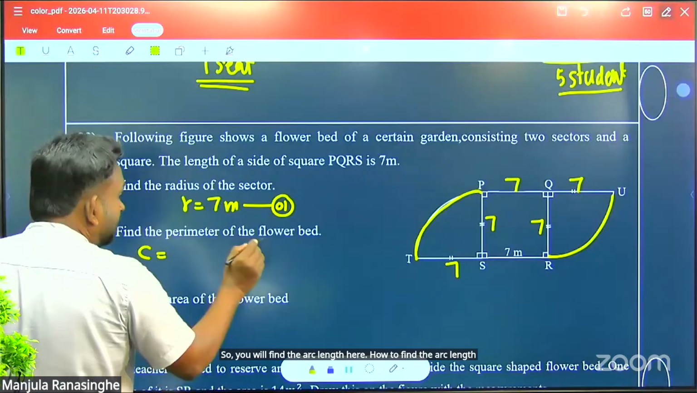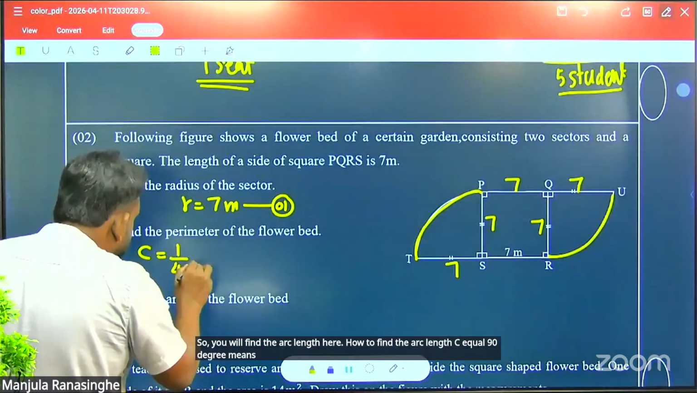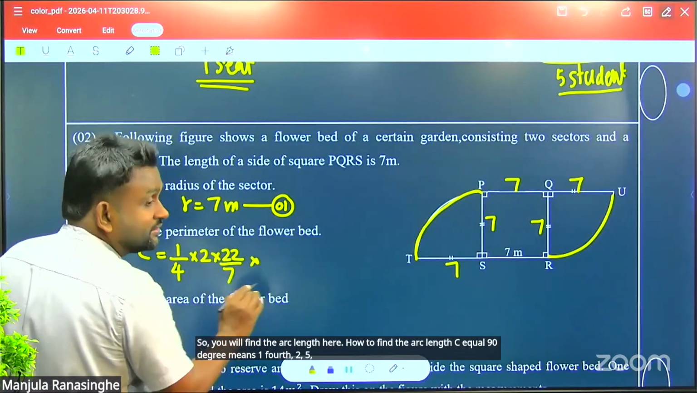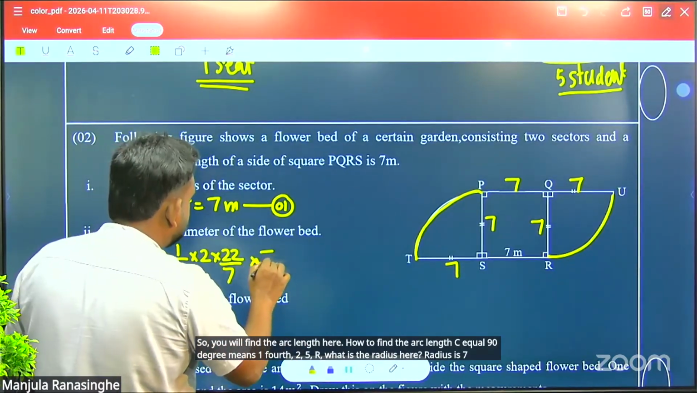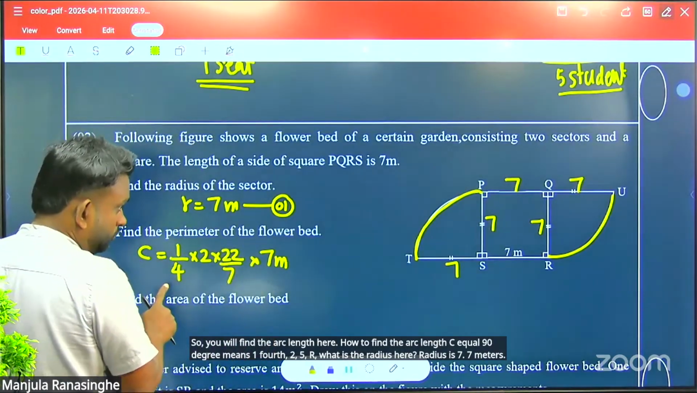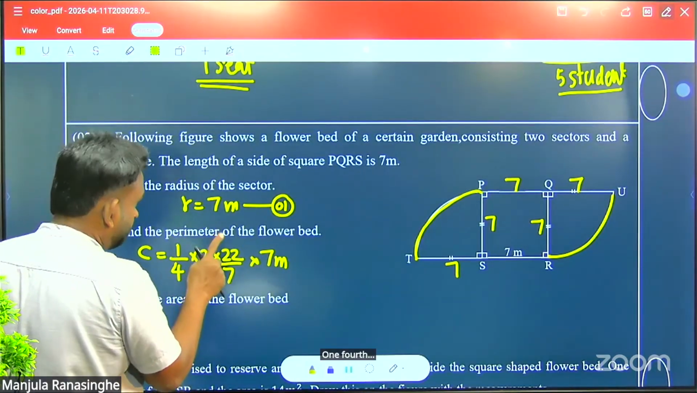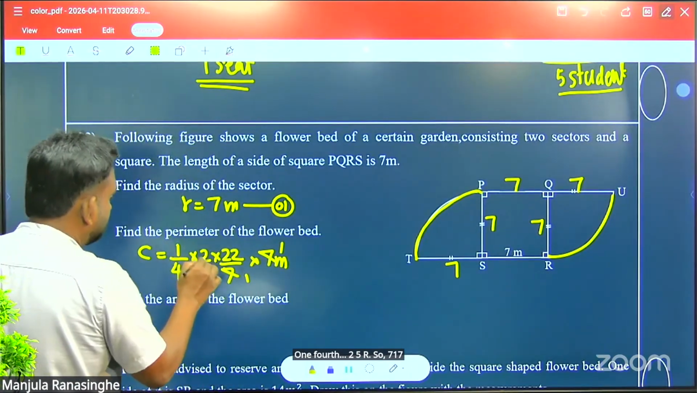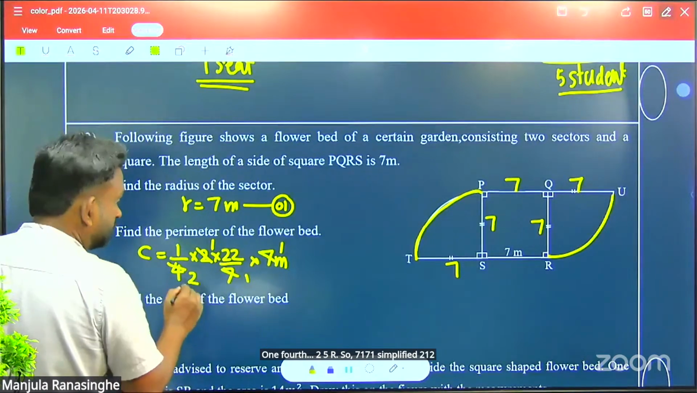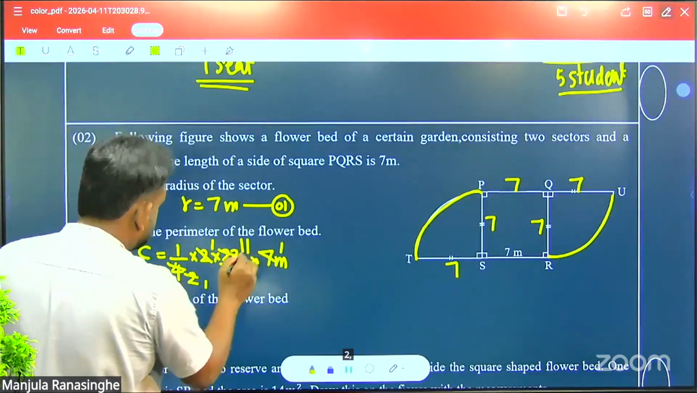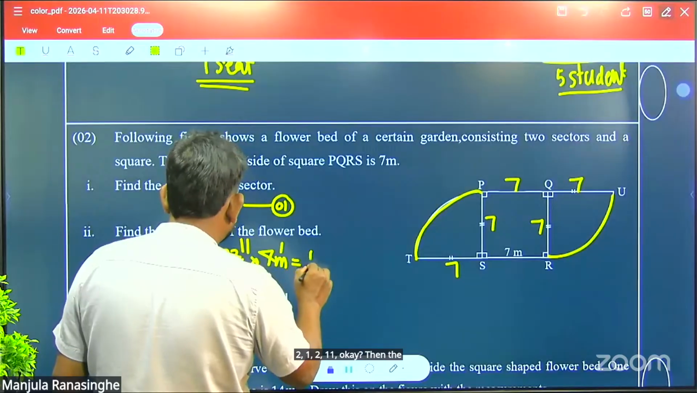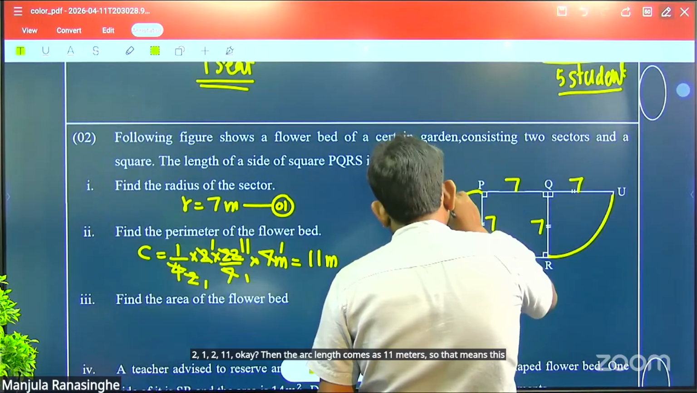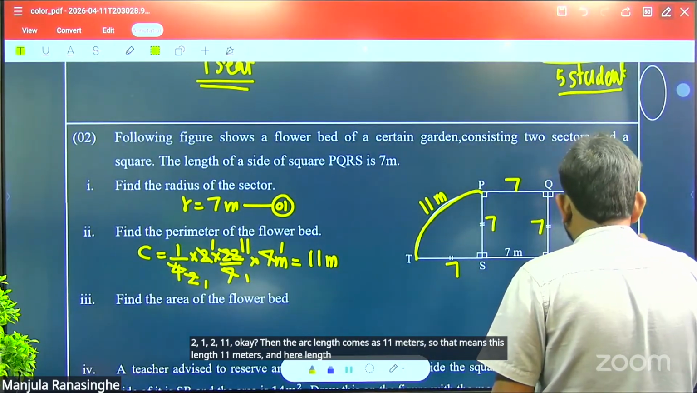C equals 90 degrees means 1/4 of 2πr. What is the radius here? Radius is 7 meters. 1/4 of 2πr, so with π as 22/7, 7 and 7 simplified, 2 and 2 simplified, it comes to 11. Okay. Then the arc length comes as 11 meters. So that means this length is 11 meters and here the length is 11 meters.